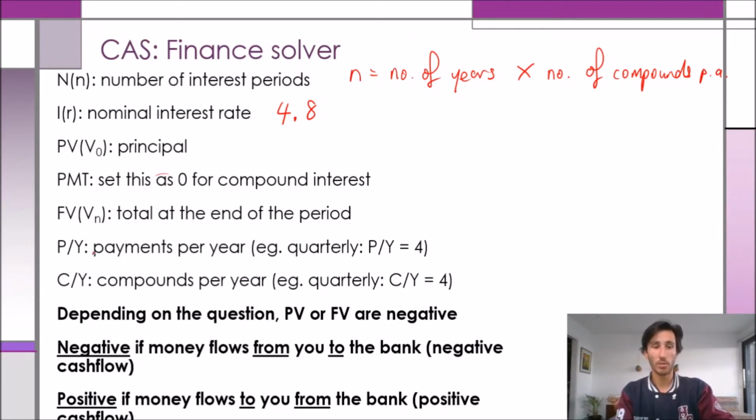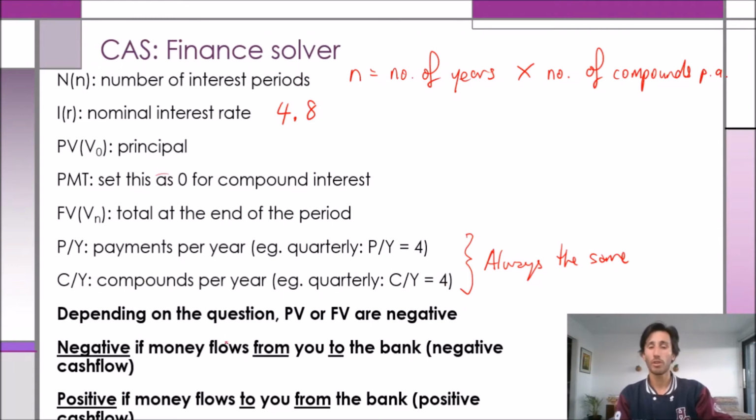Our P/Y is the payments per year. So if you're talking about quarterly compounding, then your payments per year is 4. If you're talking about monthly compounding, then your payments per year is 12, and so on. Daily compounding, your payments per year is 365. Now in further maths, these two are always the same, and your calculator will automatically make these both the same. So for further maths, these two numbers never are different. They're always going to be the same. If one's 4, then the other one's 4.